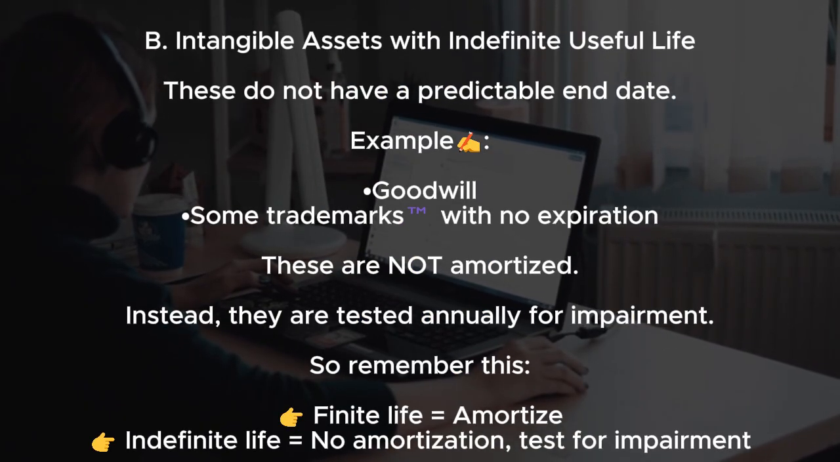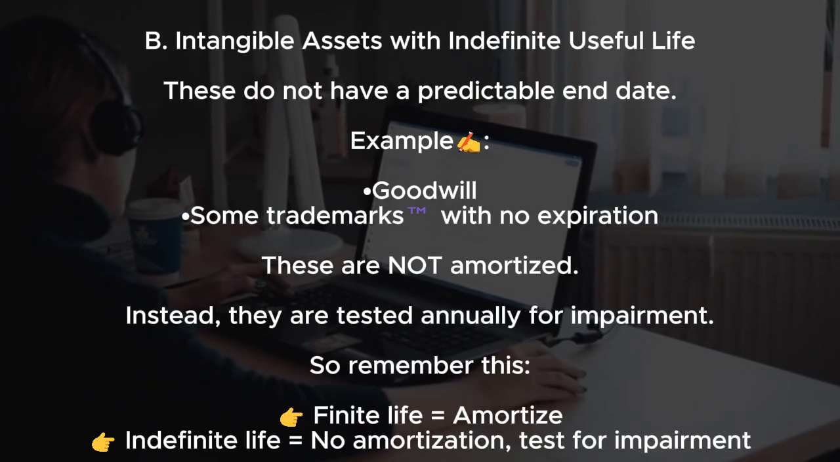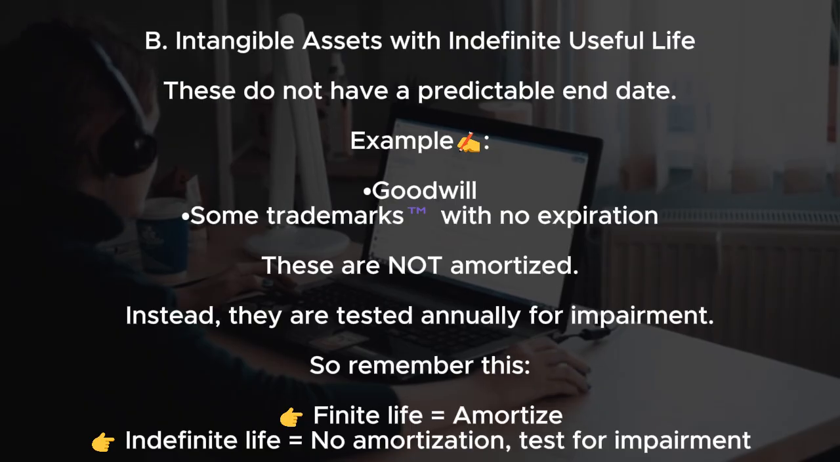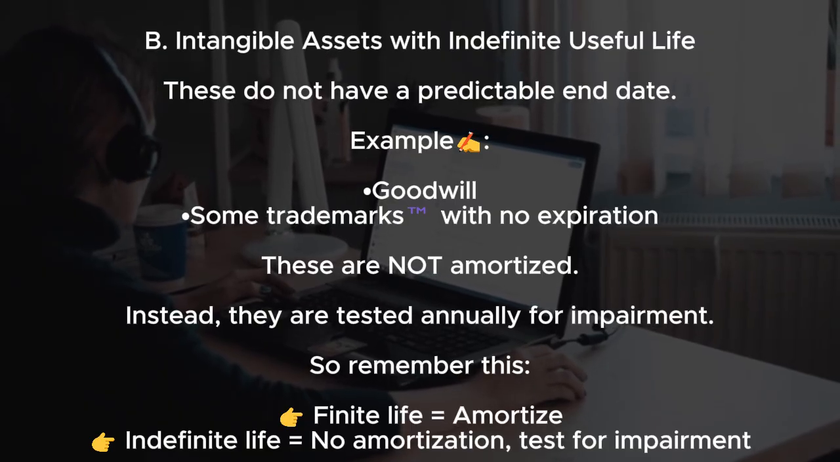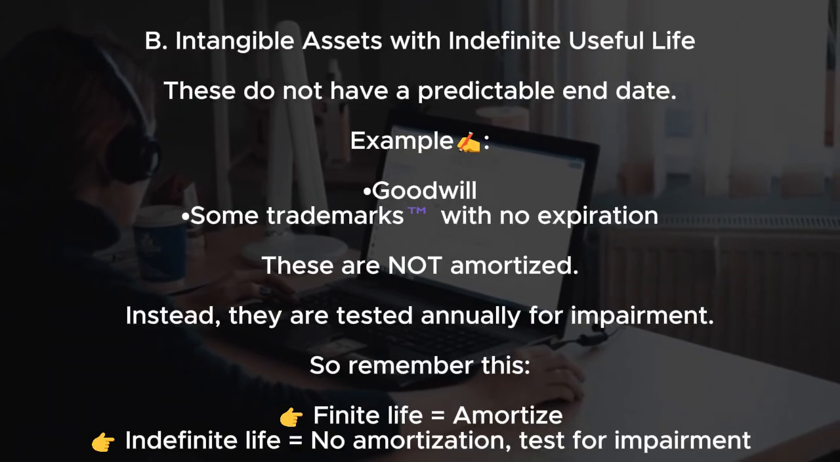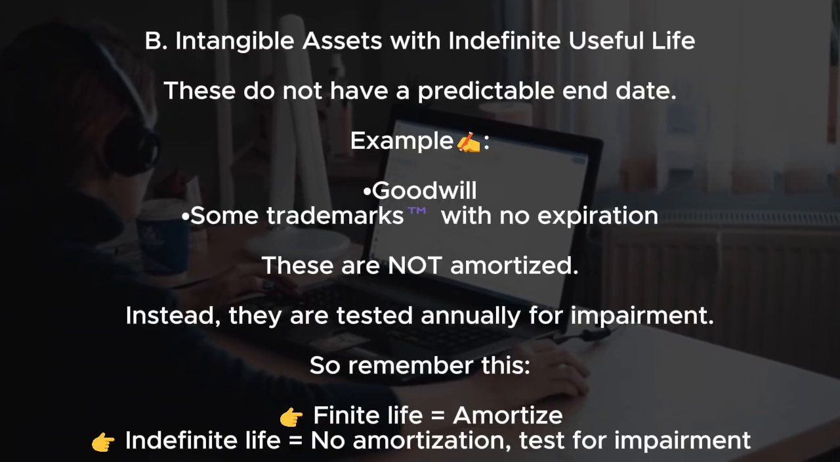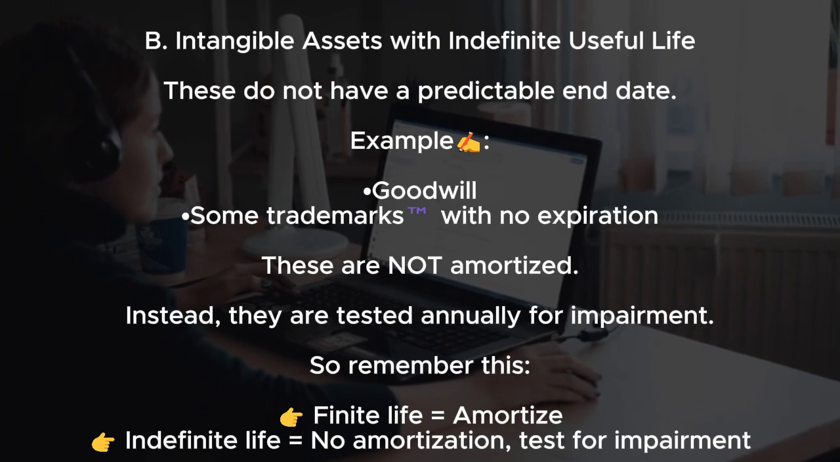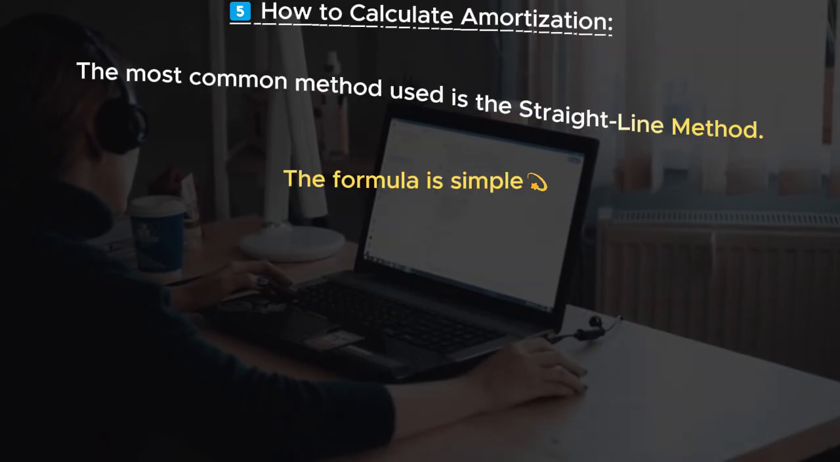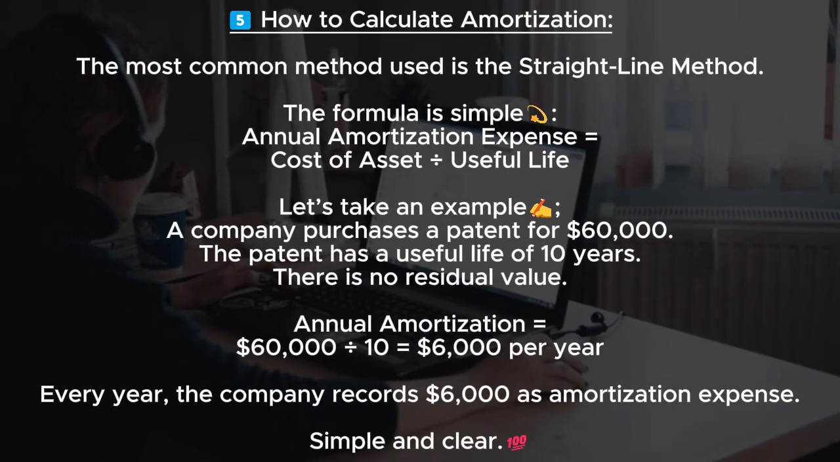B. Intangible assets with indefinite useful life. These do not have a predictable end date. Example: goodwill. Some trademarks with no expiration. These are not amortized. Instead, they are tested annually for impairment. So remember this: finite life equals amortize. Indefinite life equals no amortization. Test for impairment.